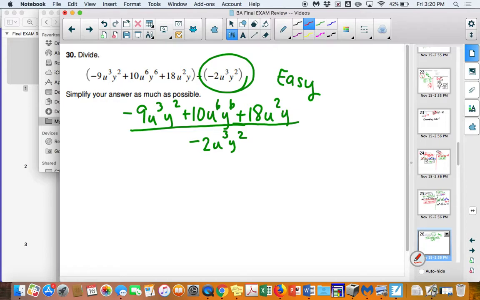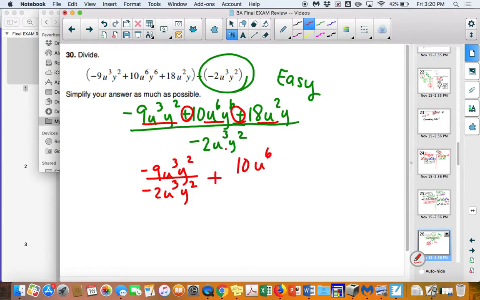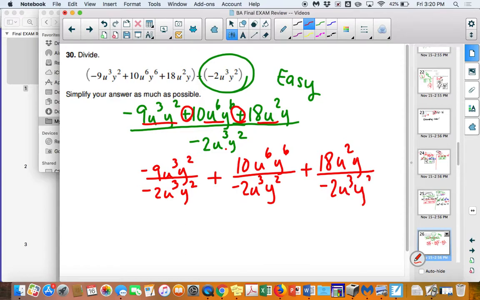Now what this means is every term in the top, and we have a plus sign here and we have a plus sign here, so that means we have 1, 2, 3 terms. Each one of those is divided by this same denominator. So break up your problem. So we have that piece over negative 2 u cubed y to the second plus, and then we've got 10 u to the 6th y to the 6th over negative 2 u cubed y to the second plus 18 u squared y. It's just a lot of repetitiveness. Just write it all out.